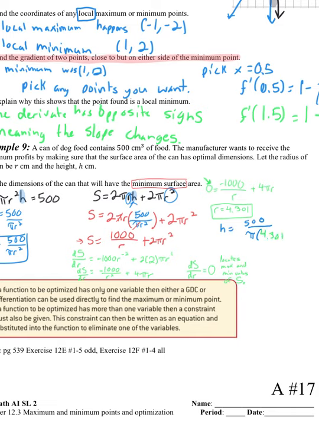times 4.301 squared. And then I'll find my h, and h should be like 8.6, and we'll just round to the nearest tenth. That's fine. So that's how I find the height at the very end of the problem.